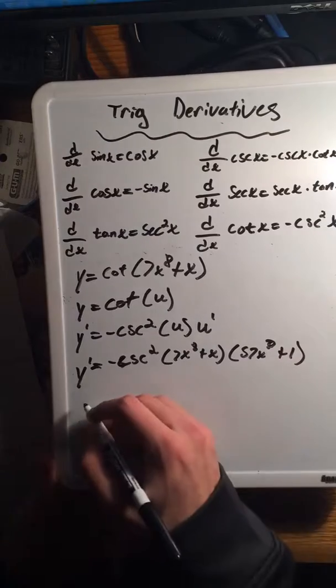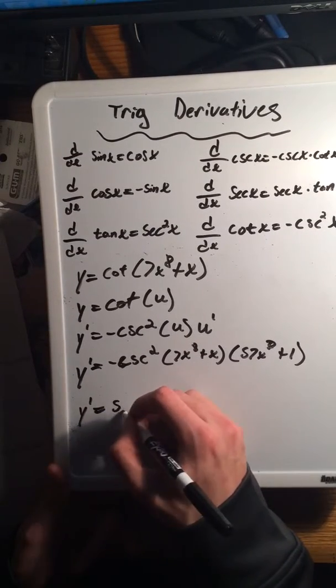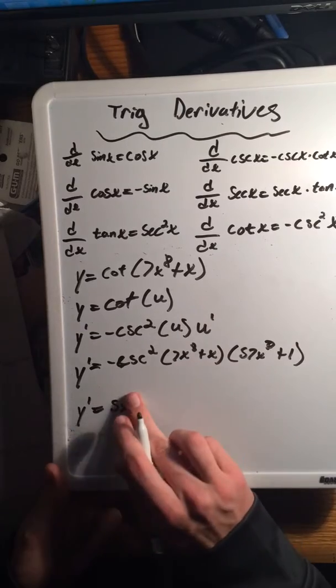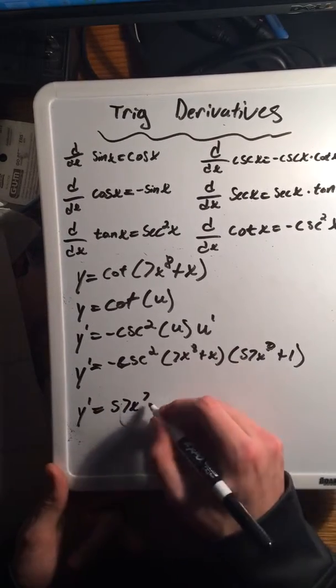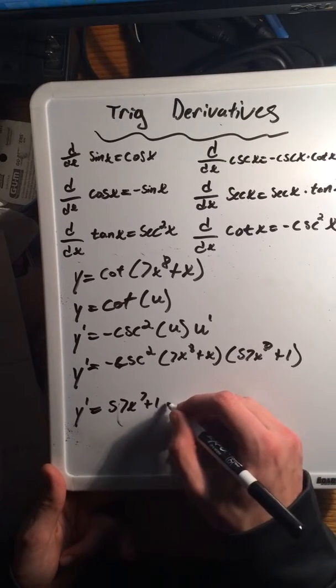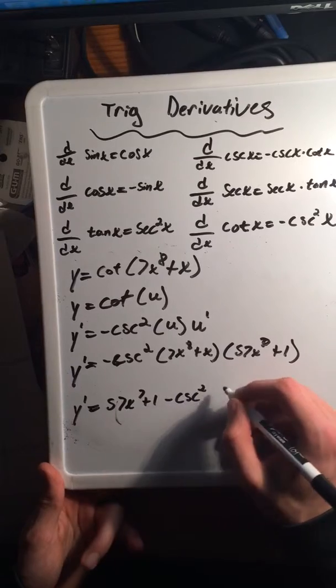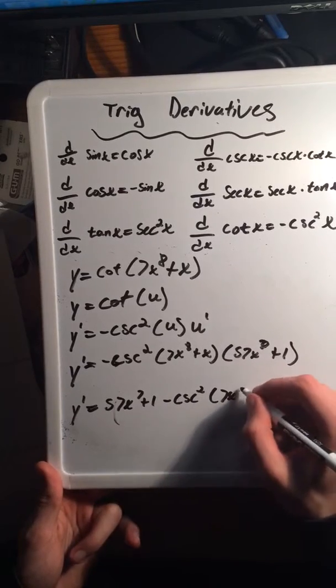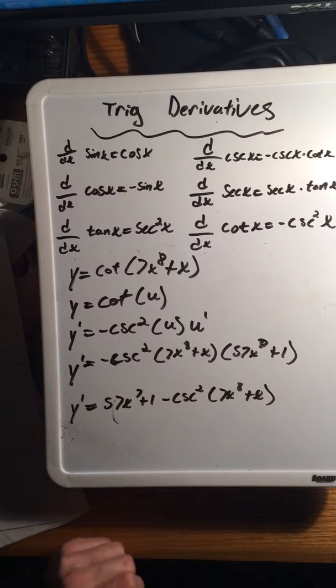I'm just going to bring this down in front. So y prime equals 56x to the 7th plus 1 times negative cosecant squared of 7x to the 8th plus x. And that's trig derivatives.